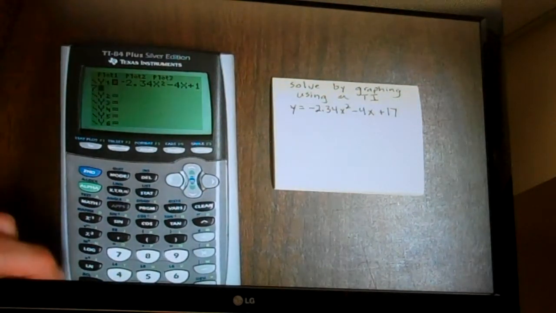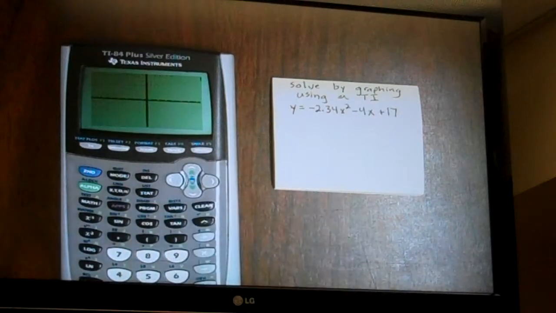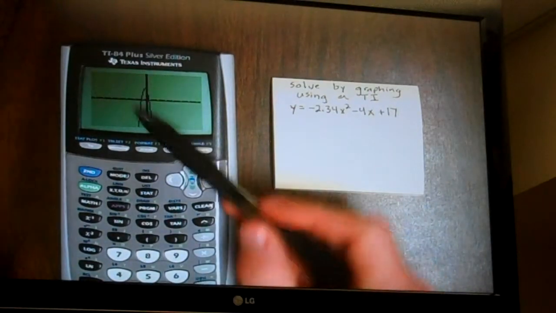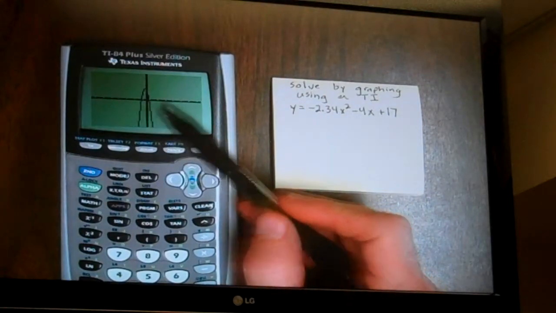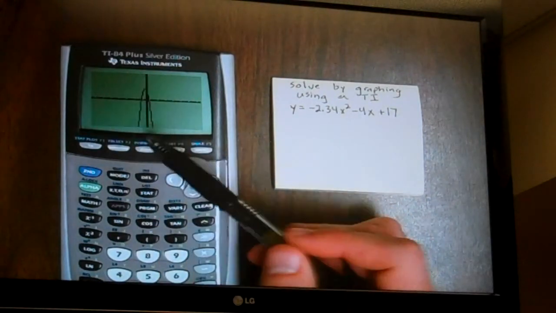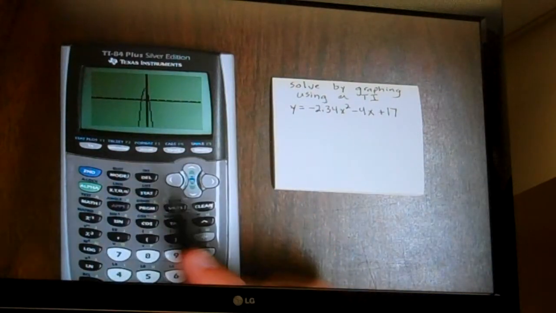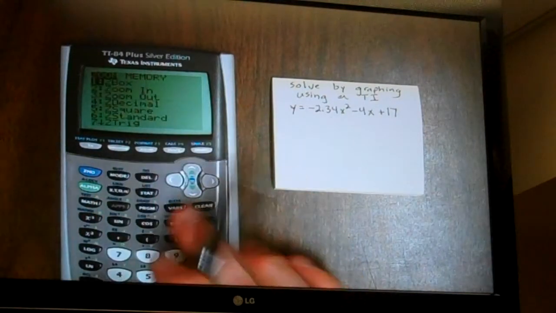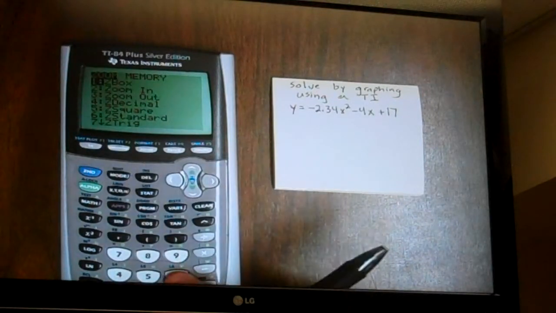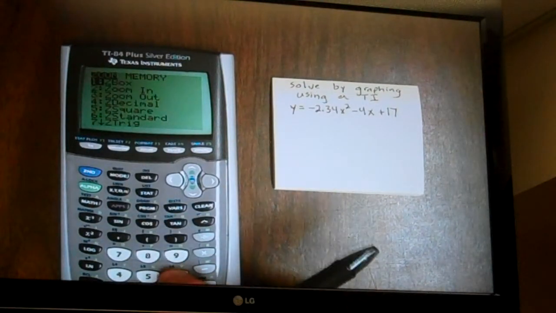Now, next step, hit graph, see what it shows you. So I can see my parabola and I can see where it crosses, but I see all these thick lines. That just means I'm zoomed really far out. I always recommend starting with hitting zoom and then standard. That's number 6. So you can either scroll down to 6 and hit enter or just hit 6.